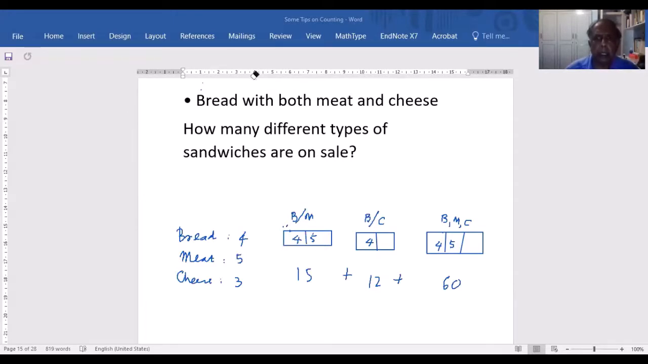Then you will see that you still have 12 here, but this is 20. 4 times 5 is 20. So that gives you 92. Here you have to add those 3 numbers, because once you finish with the bread and the meat, there are so many like that, and for the bread and cheese, there are so many like that. And for the last combination, there's so many like that. Altogether, you have to add these numbers. You don't multiply them. And I think that should be quite clear.